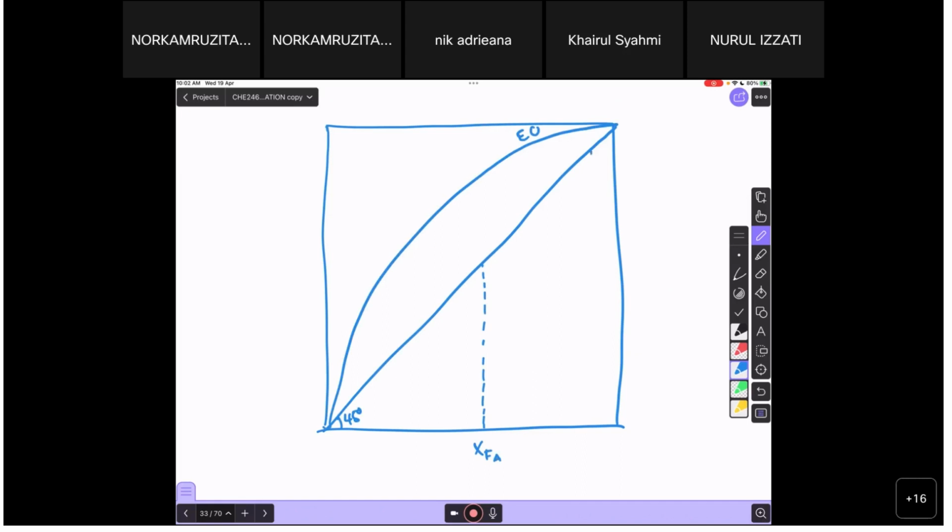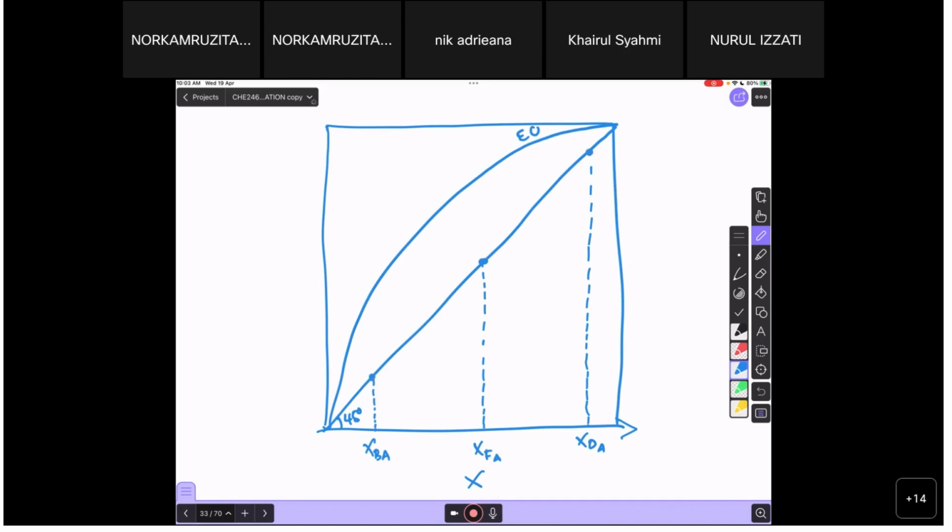Next, always solve this problem first. You need to know your distillate component for A, and also the component for B. This is your X, the mole fraction of the liquid. This is the job for you.